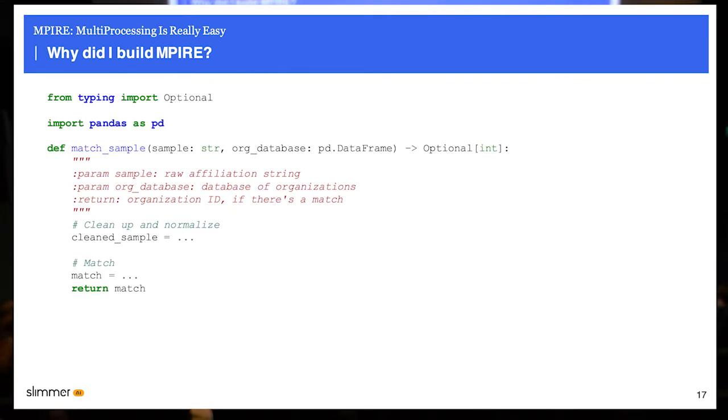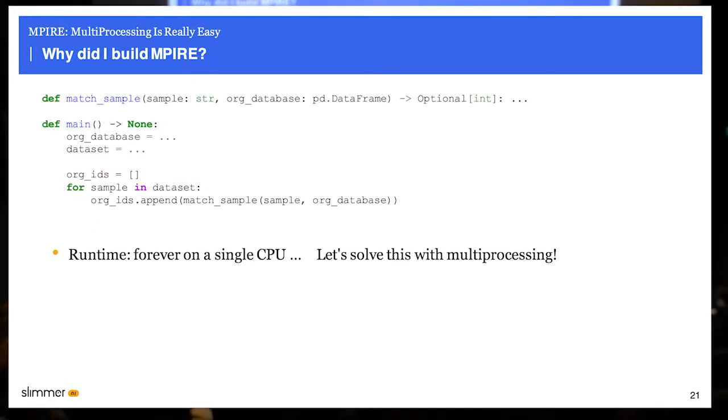So to give you an example of why I decided to build MPIRE, this is a function called matchSample. It receives a sample string, and this string can contain information like the city, country, and organization name, and we want to match that to a database of organizations. So in this case, we want to do some cleaning up, normalization, and match it and return the organization ID. In the future slides, I'll just skip all the typing imports and just stick with a function definition.